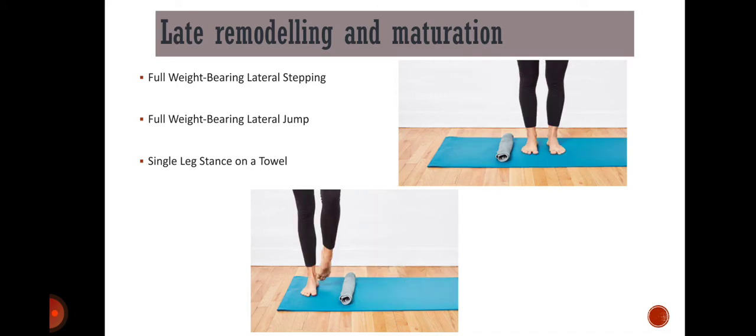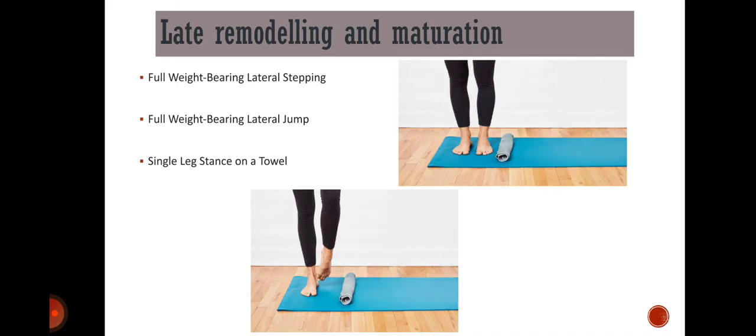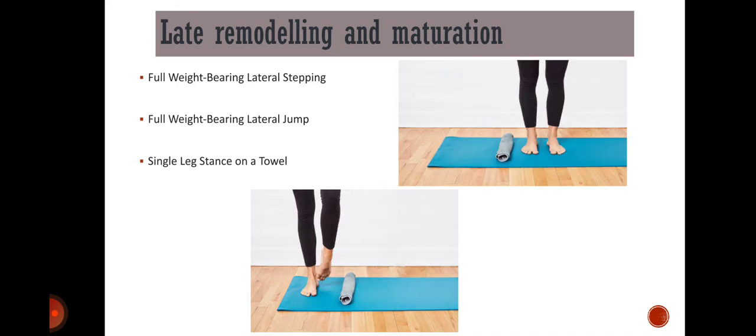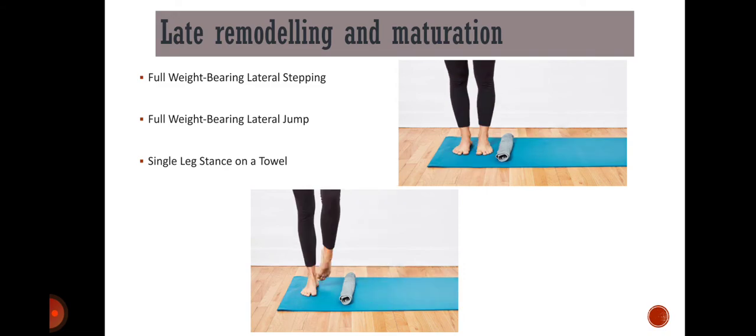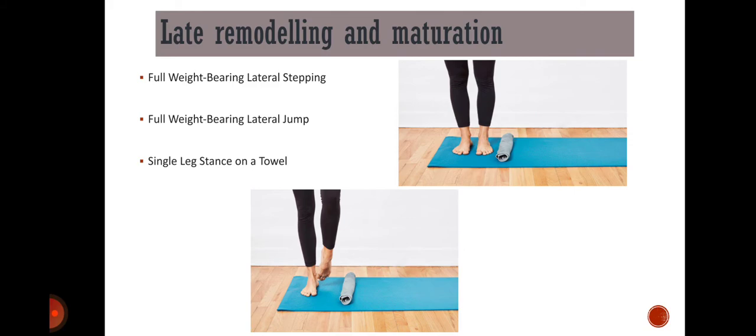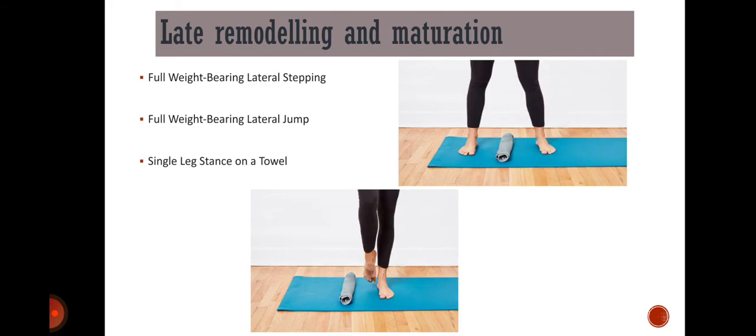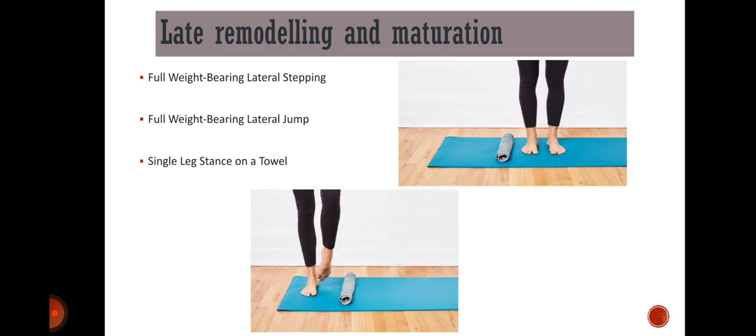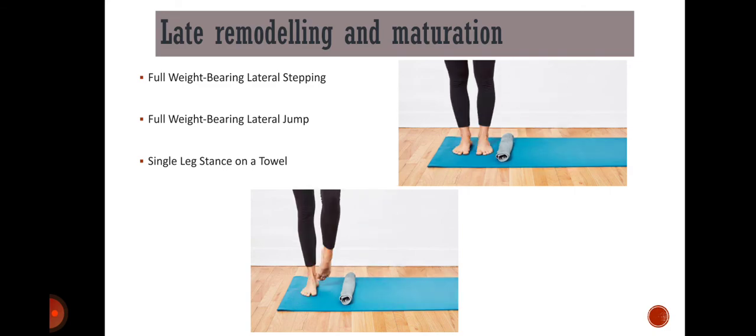And the exercises which should be included in this phase are the full weight bearing lateral stepping. Ask the patient to stand upright while holding on to a stable object. Place a roll towel or a short object on the ground to the side of your injured foot as seen in the first diagram. Step over the towel with the injured foot and remain on that foot. Then bring the uninjured foot over the object and stand on both feet. Repeat the process as seen in the first diagram.